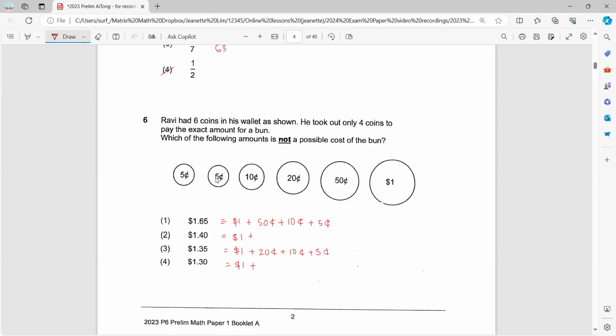Then for 30 cents will be 20 cents, 5 cents, and 5 cents. Okay, so option 2 is the answer because you're not able to get 40 cents with 3 coins.